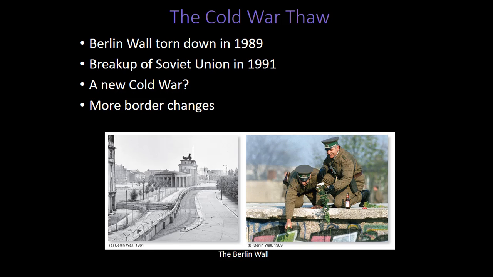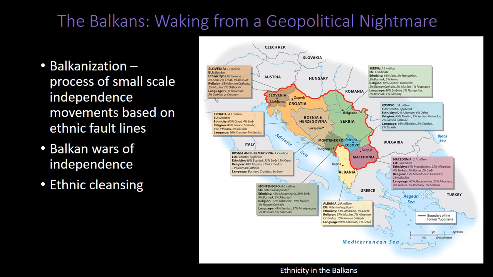And then with the thawing, as they're calling it, of the Cold War, the breakup of the Soviet Union, and the falling of the Berlin Wall, we saw more border changes happening. So a lot of times, again, what we associate as being these very stable, permanent borders, they're really not. The borders have drastically changed throughout Europe over the last hundreds of years, and on multiple occasions.